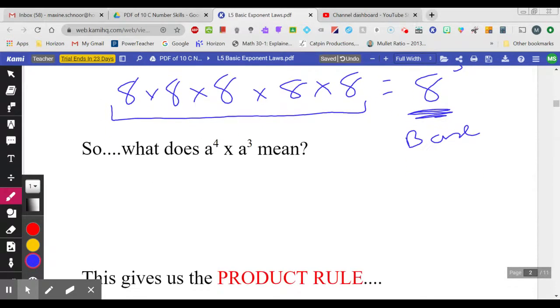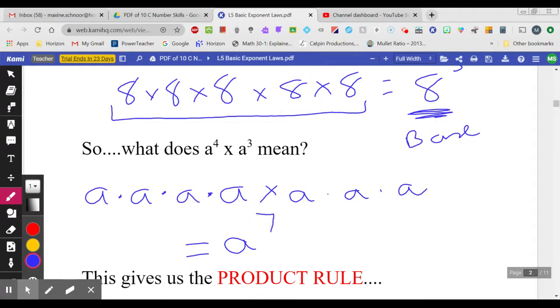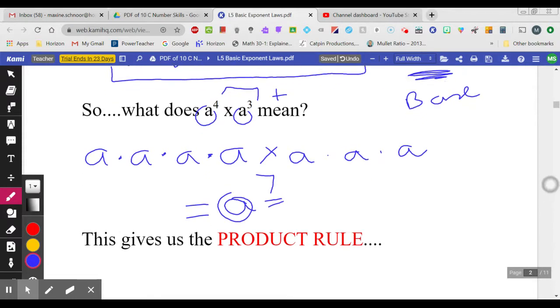So if we look here with the letters, a to the 4th times a cubed. What does that mean? Well, a to the 4th means a times a times a times a, times a cubed means a times a times a. So what I've got here is a whole bunch of a's multiplying themselves. I have 7 a's. Again, notice the base does not change. And what did I do with my exponents? I added them. So this gives us the product rule.